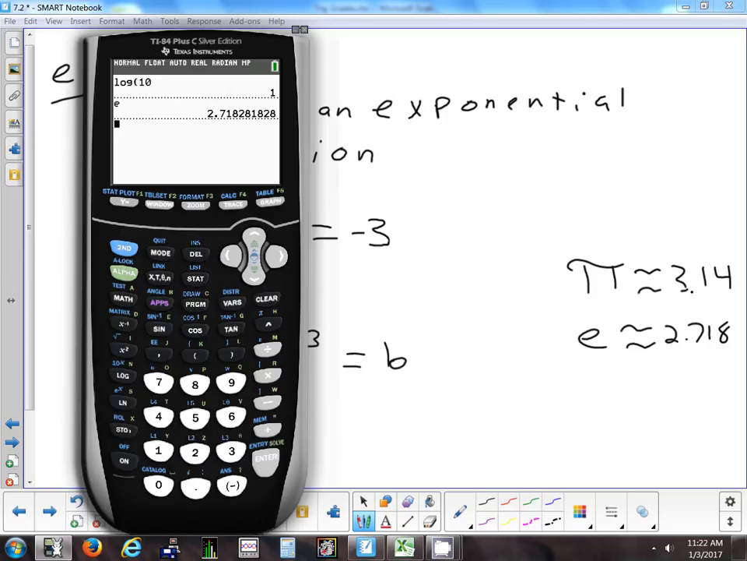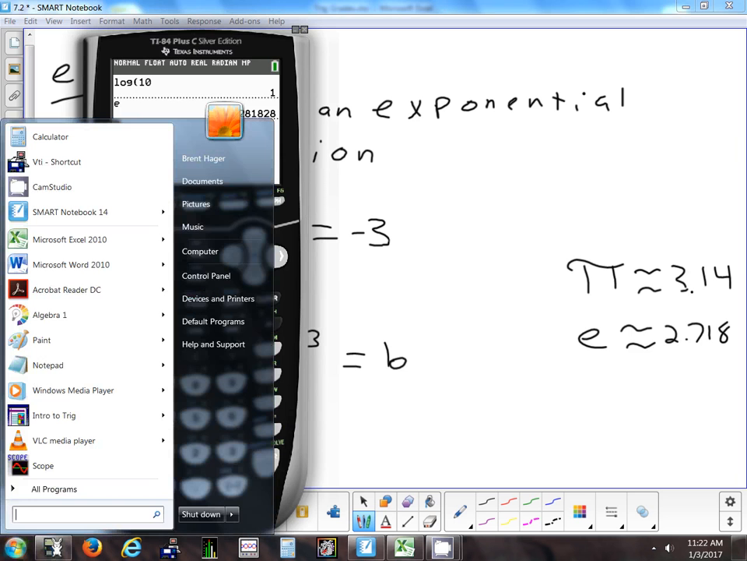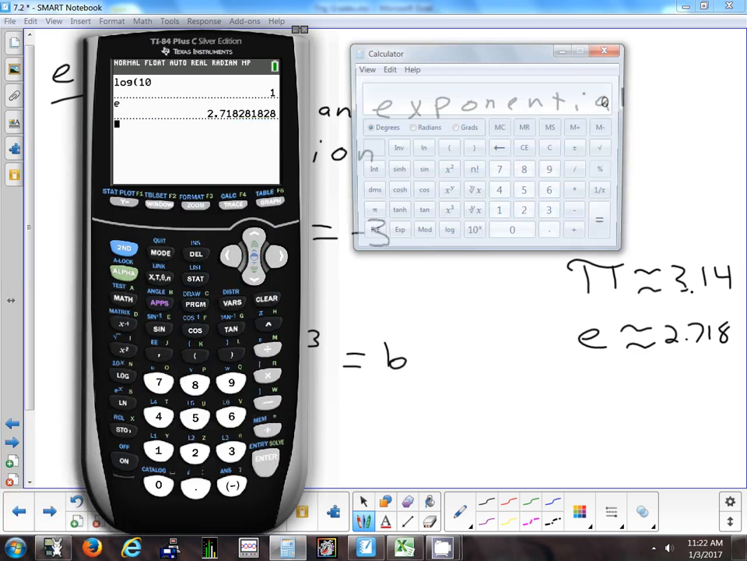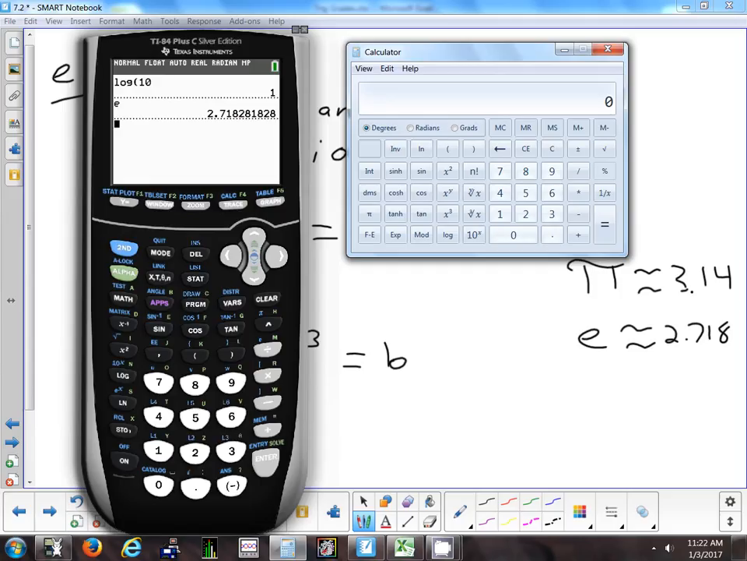It looks like there's a pattern to it. 1828, 1828, but it doesn't keep repeating 1828. In fact, I think this calculator might tell me more digits for e if it has it on it.